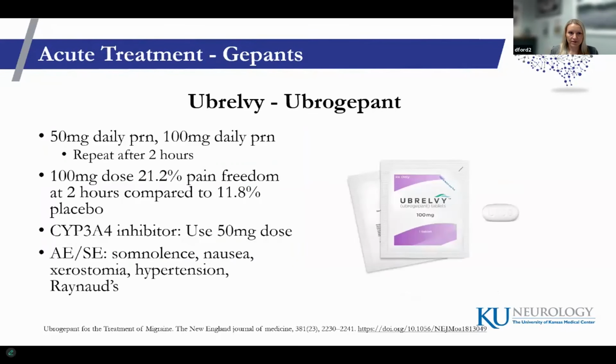Next slide. So ubrogepant is the other. It comes in a 50 milligram and 100 milligram. I included a picture of this one because whereas Nurtec is a dissolving tablet, Ubrelvy is a very large pill, but it's actually incredibly easy to swallow if you talk to the patients. So it is big. It looks daunting when you have a migraine and you're nauseated and you can't imagine doing it. Some people are a little hesitant, but it does work quite well. Very similar data on its 21.2% pain freedom at 2 hours compared to placebo. And again, there's a little dose adjustment there if you're on certain medications. Next slide.